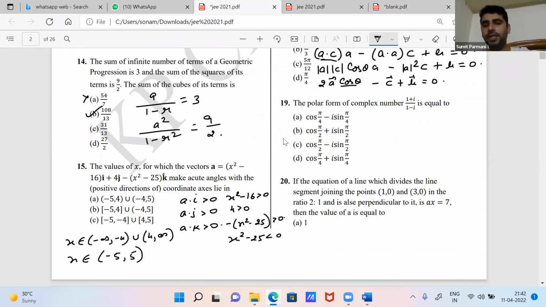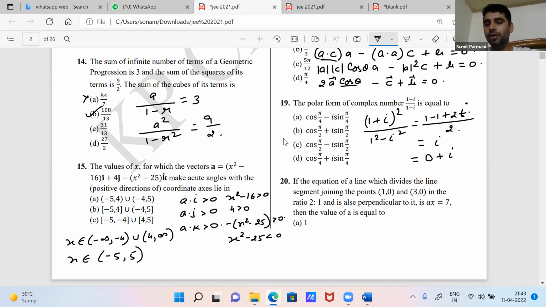For the 19th one, complex number. First, we have to rationalize this. So we have to multiply with 1 plus iota. So we have 1 plus iota whole square divided by 1 square minus iota square. This is 1 minus 1 plus 2 iota divided by 2. So this is iota. So the final calculation is iota. Iota means 0 plus iota. Okay. And 0 plus iota gives you cos pi by 2 plus iota sin pi by 2. You can calculate.